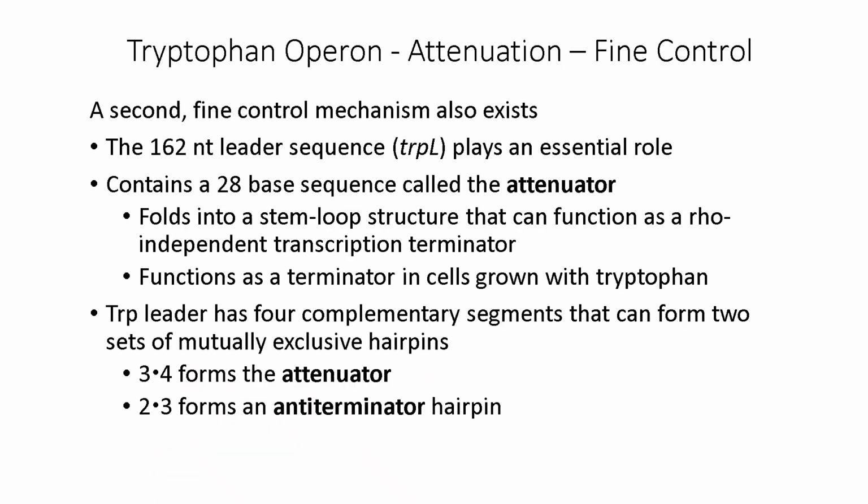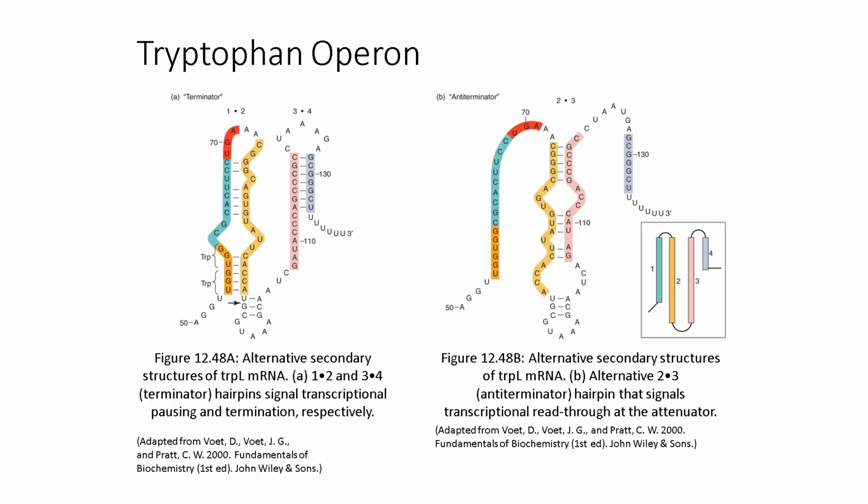Beyond repression at the operator, the trp operon employs a second regulatory mechanism called attenuation. This involves the leader sequence, known as trpL, located upstream of the structural genes. The leader contains a 28 nucleotide attenuator sequence that can fold into alternative stem loop structures. One structure forms a terminator, halting transcription. The other forms an anti-terminator, allowing transcription to continue. This mechanism enables the cell to finely tune tryptophan production based on intracellular availability. The leader region includes 4 complementary sequences that can pair to form 2 mutually exclusive hairpins.